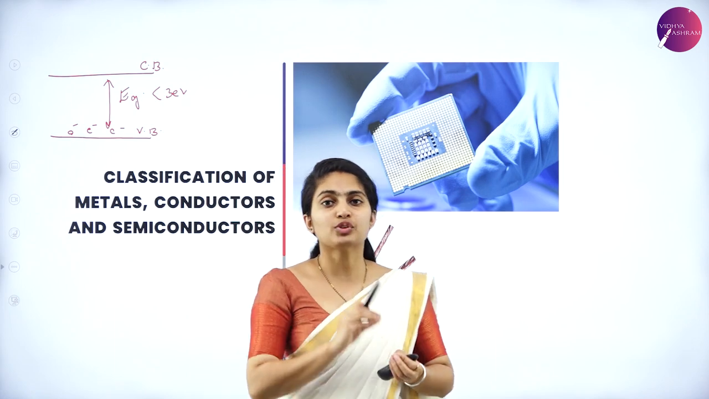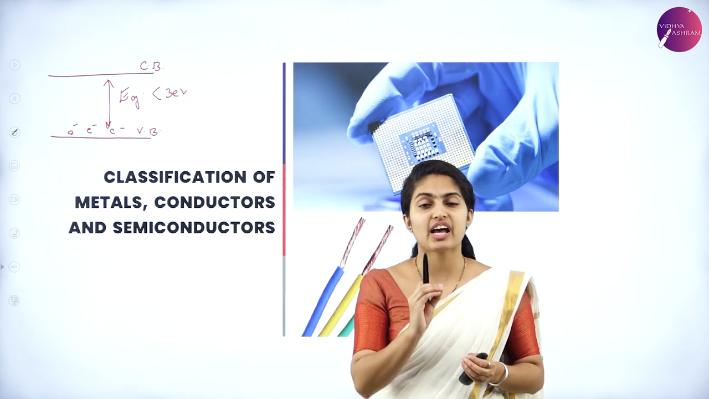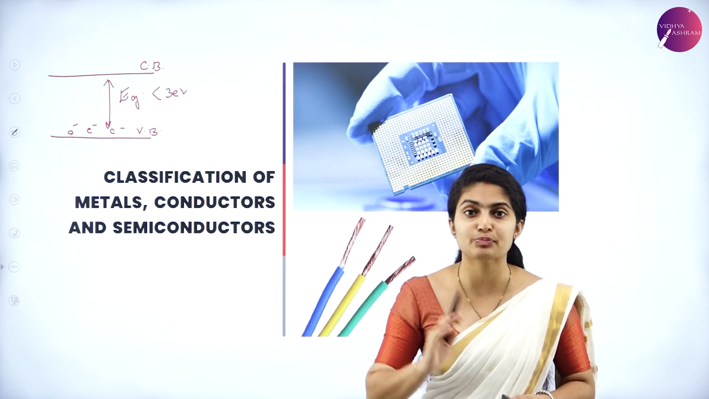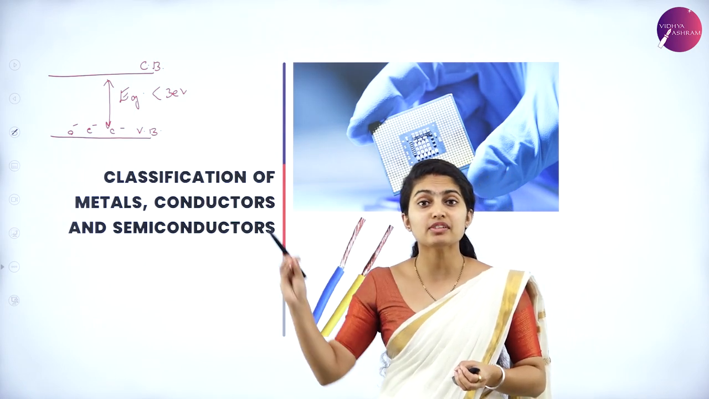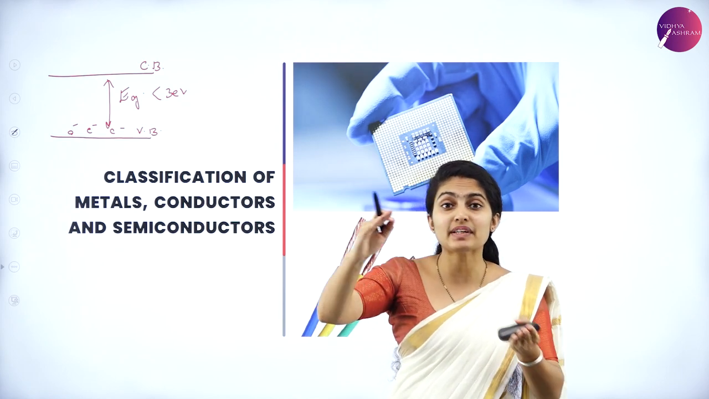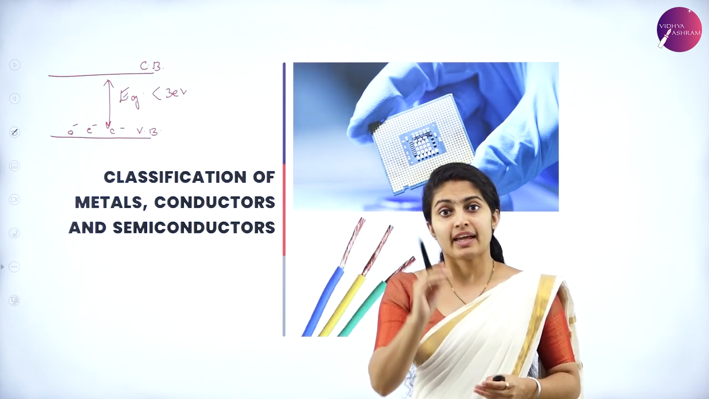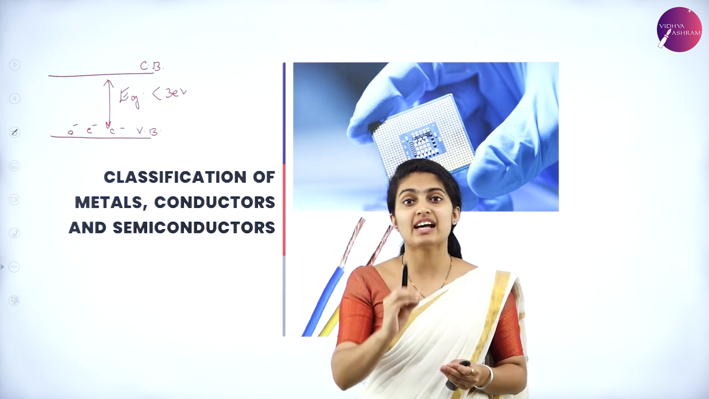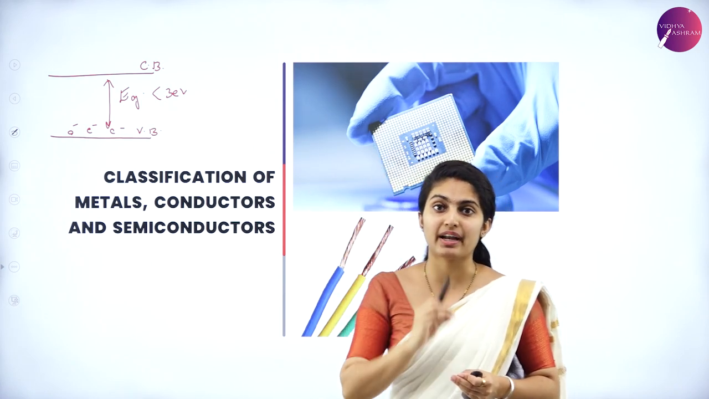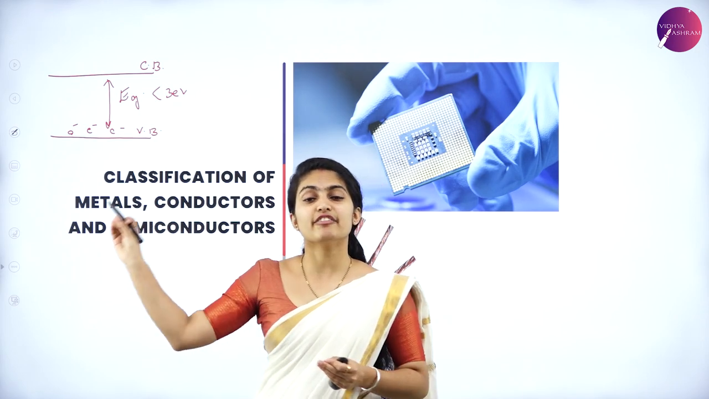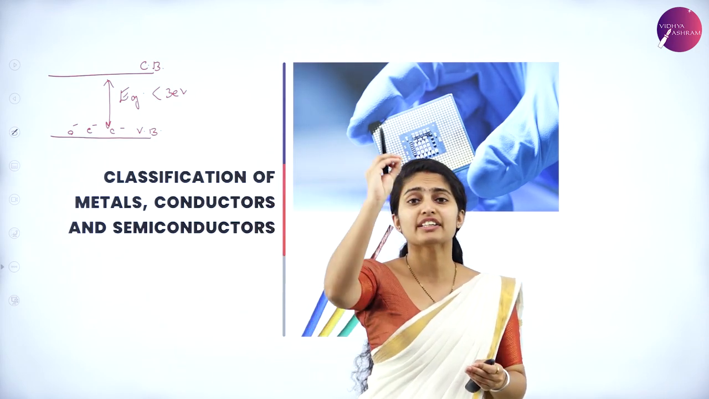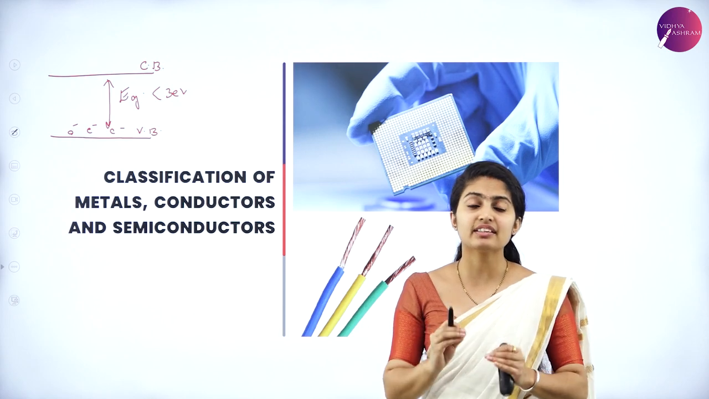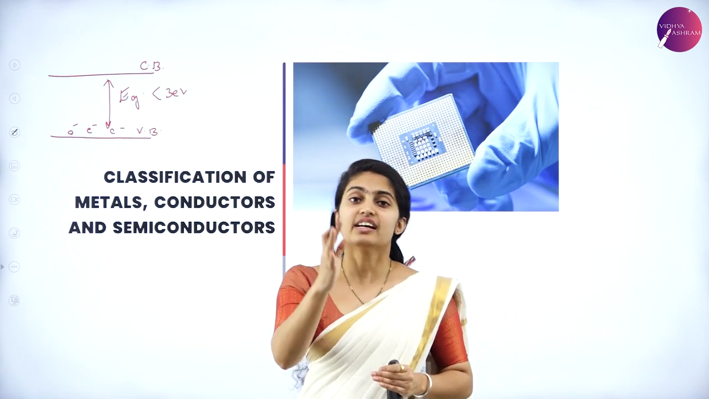Insulators are the ones which have a large energy gap, that is more than 3 electron volt. If the energy gap is more than 3 electron volt, students, what happens? The conduction band and valence band are separated by a large energy gap. At that time, whenever energy is supplied, the electrons never get excited to the conduction band. Instead, they stay back in the valence band itself. So there are no electrons jumping and staying near the conduction band. That is why it is not a good conductor of electricity, that is an insulator.